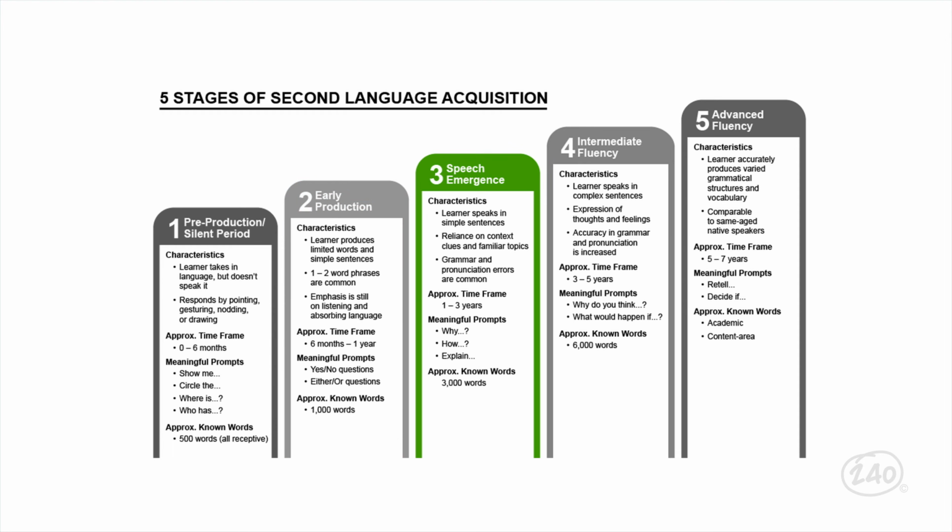Number 3, speech emergence. Vocabulary expands, and students start forming more complex sentences. They can engage in basic conversations and understand more detailed content. Number 4, intermediate fluency. Language use becomes more fluent and accurate. Students can discuss a variety of topics and understand complex concepts. And number 5, advanced fluency. Students use the language almost as fluently as a native speaker. They can engage in academic discussions and express themselves with nuance.